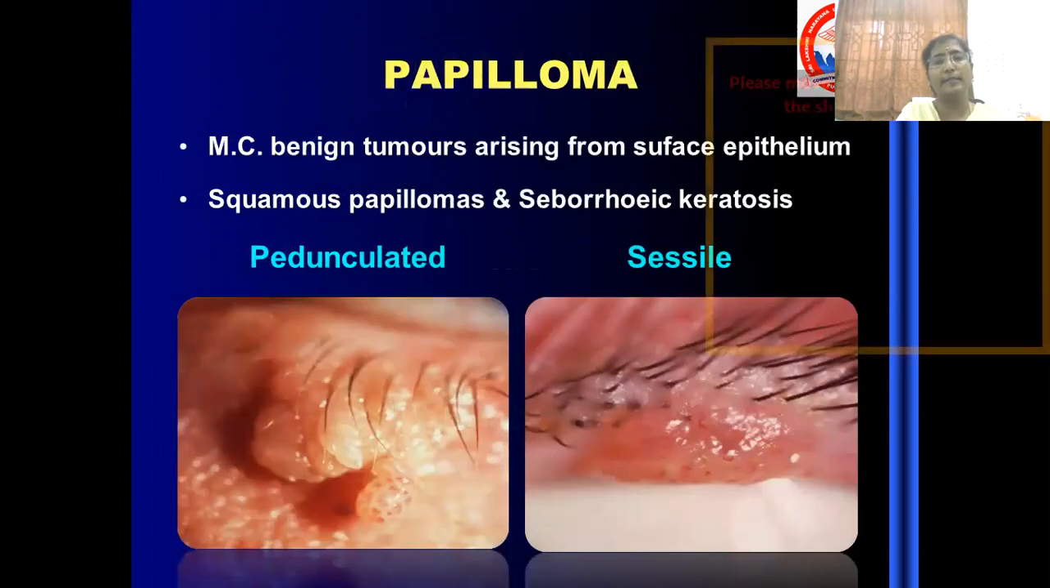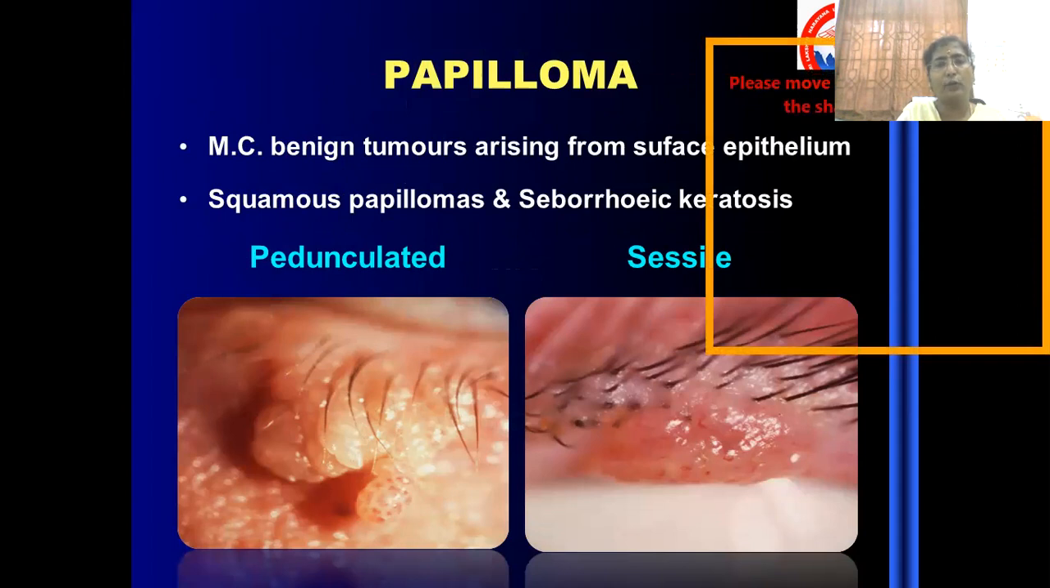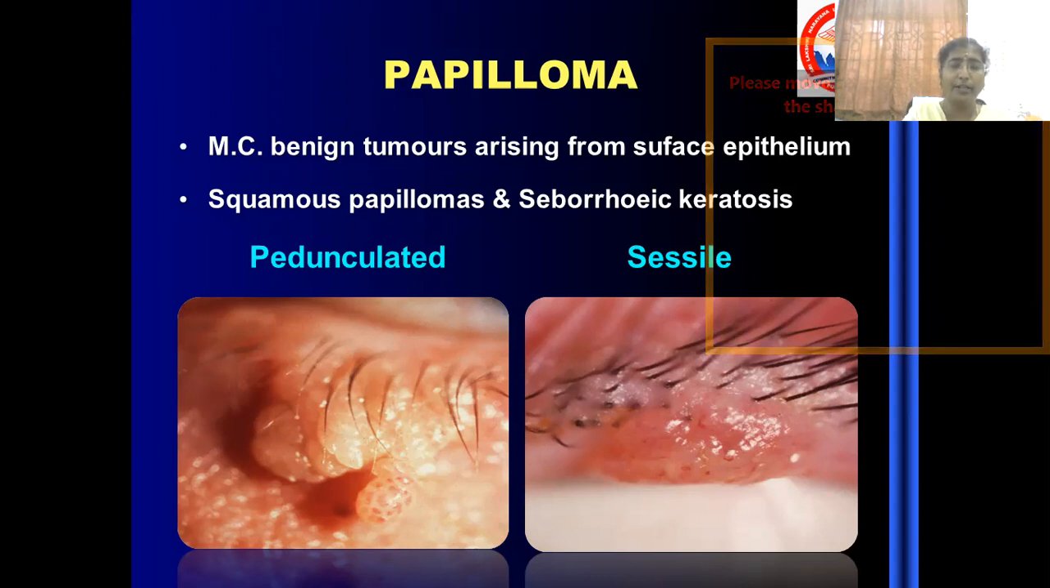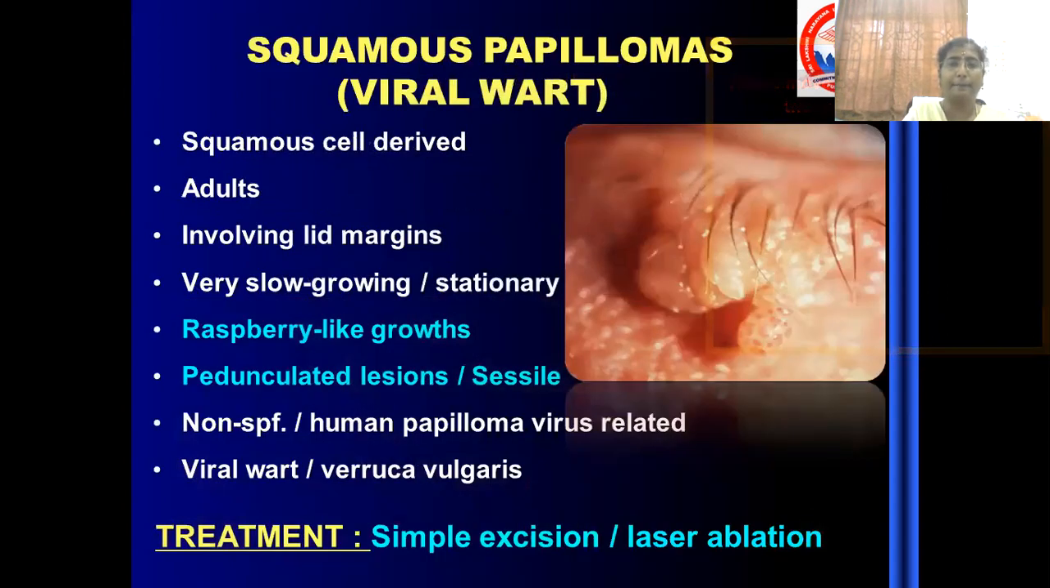First is papilloma, simple papilloma. It is the most common benign tumor arising from surface epithelial cells, including squamous papillomas and seborrheic keratosis. It can be of two types. One is pedunculated, which has a stem connected to the tissue, or it can be sessile, which does not have any attached stem like this.